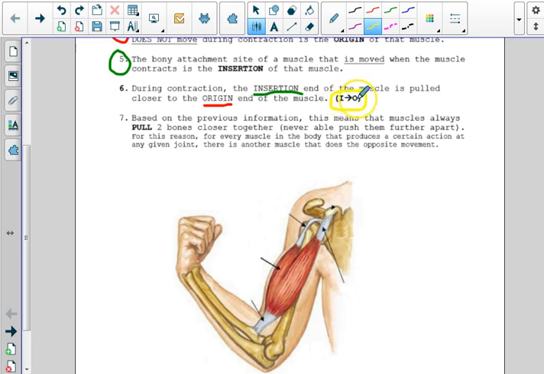And so you'll hear me say that a million times during this unit, I to O. I moves to O. The insertion of the muscle will move closer towards the origin end of the muscle, and in that way creates a pulling effect. And then finally, number 7.